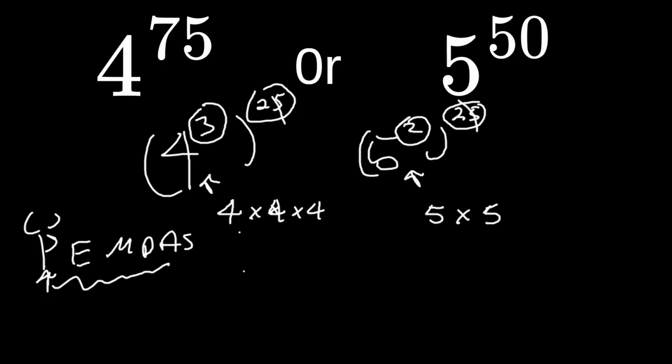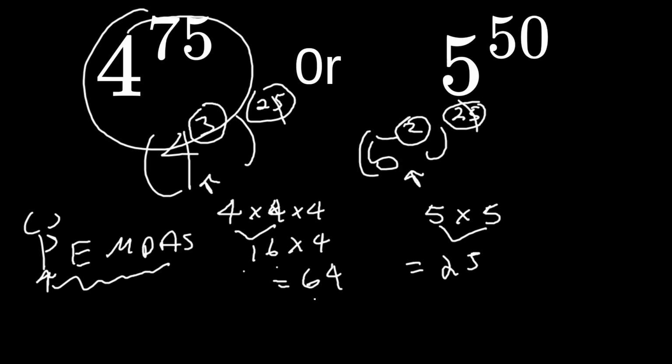Now, we can go ahead and multiply 4 times 4, which is 16, times 4. And 16 times 4 should give you 64. And 5 times 5 is 25. So, which one is the bigger number? The bigger number was this one over here.